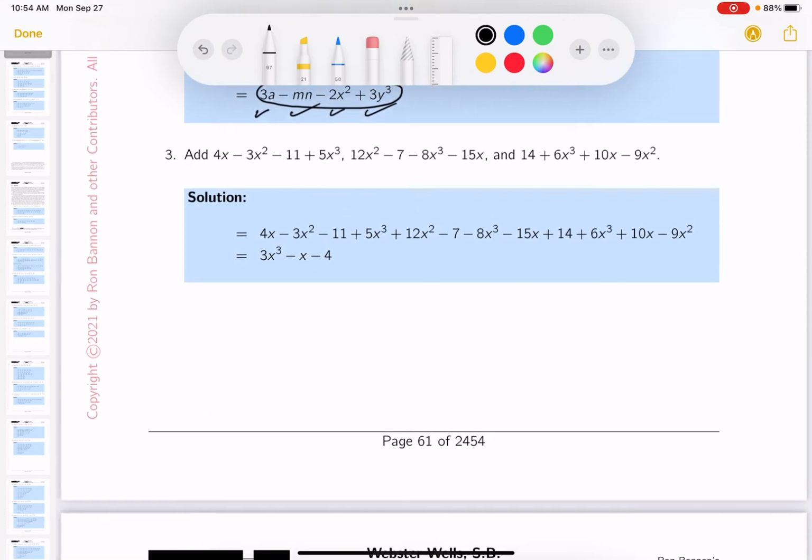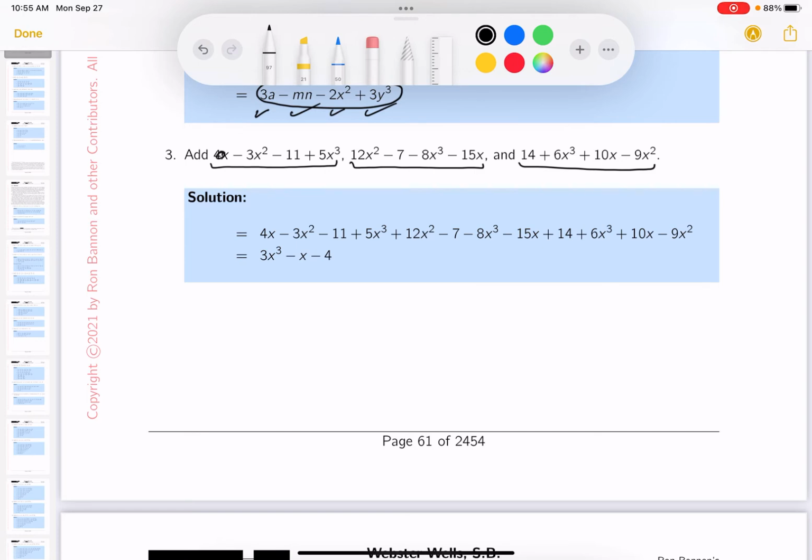Again, it's an addition problem. And I'm going to point out this is 1, 2, 3, 4 terms. That's an algebraic expression. This is 4 terms. And this is 4 terms. And what are they doing? They want to add it together. So I'm going to look at it one thing at a time.